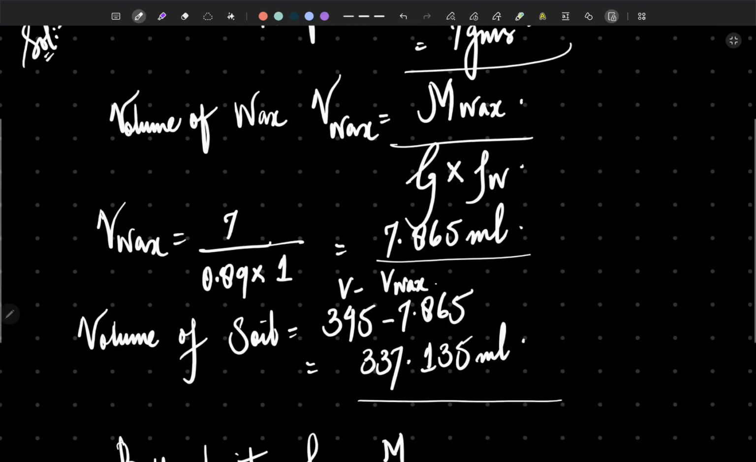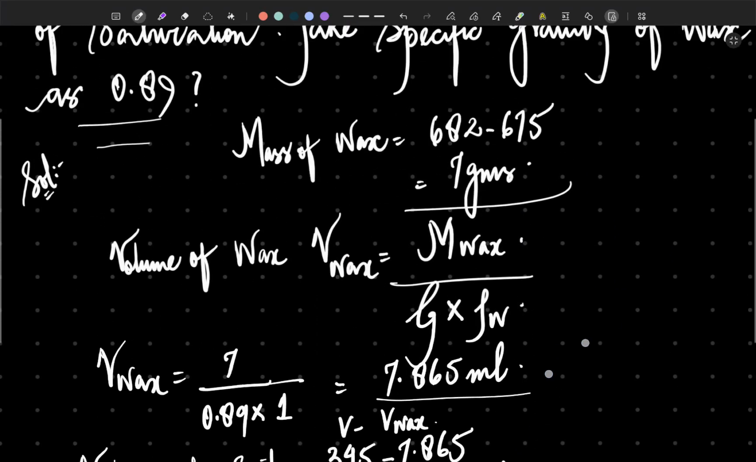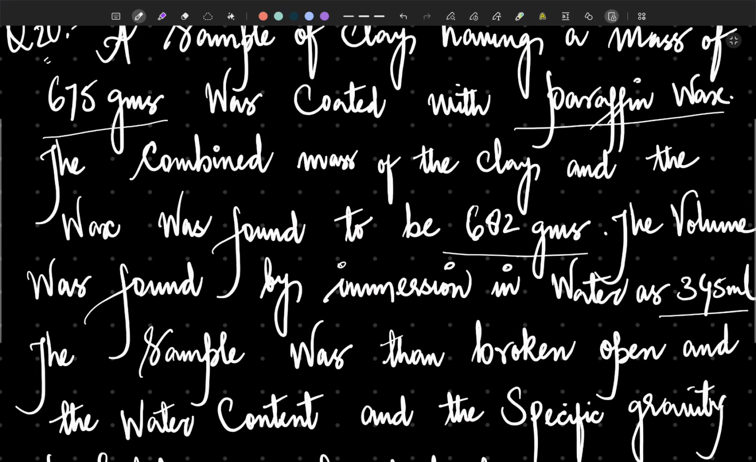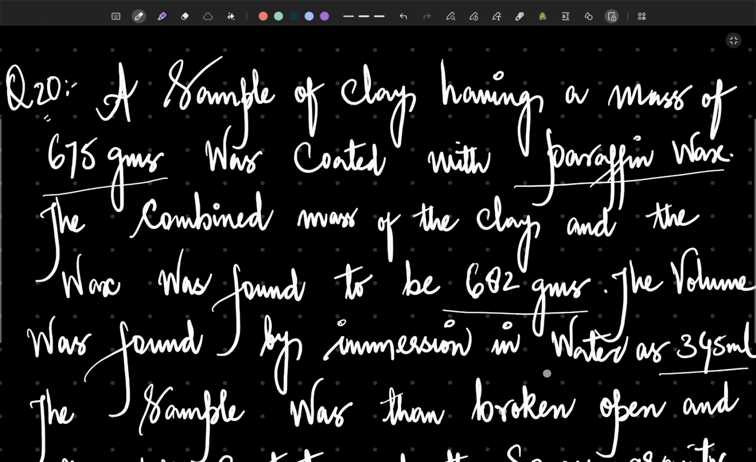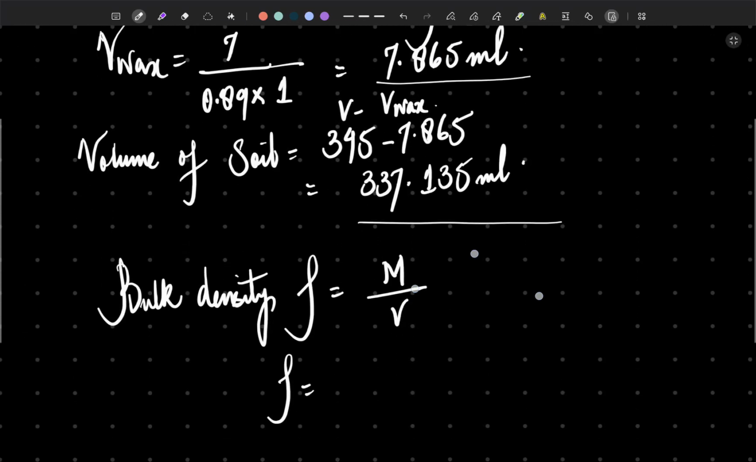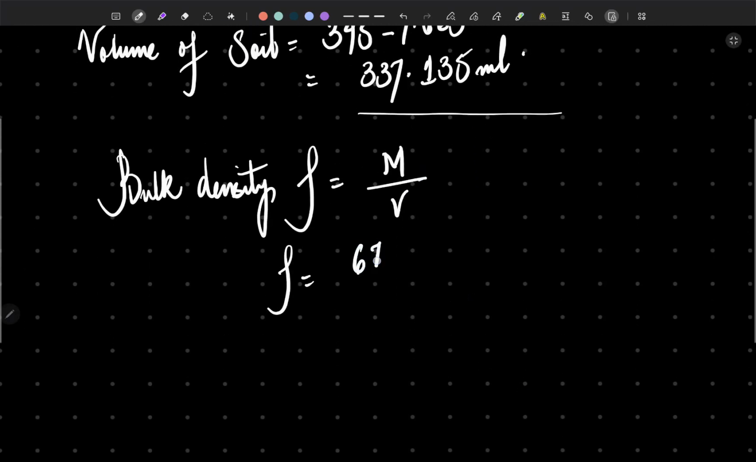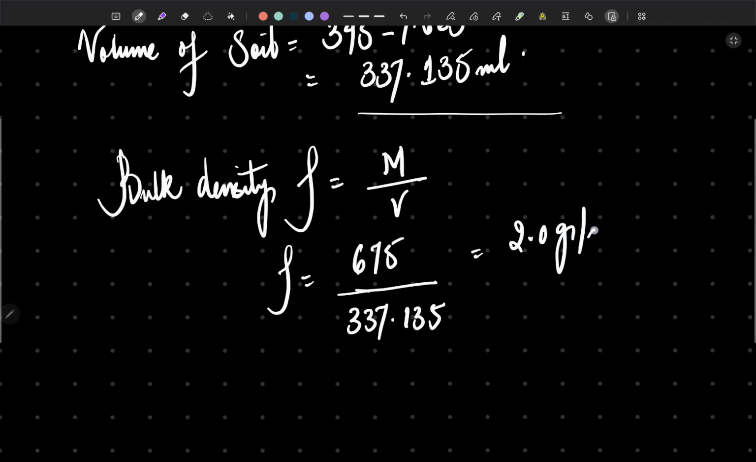So the bulk density will be mass per unit volume. The mass is the initial mass of the soil sample that was taken for this water displacement method, that is 675 grams, divided by the volume of soil, obviously without the wax part, 337.135. By calculations, my bulk density is 2 grams per milliliter.